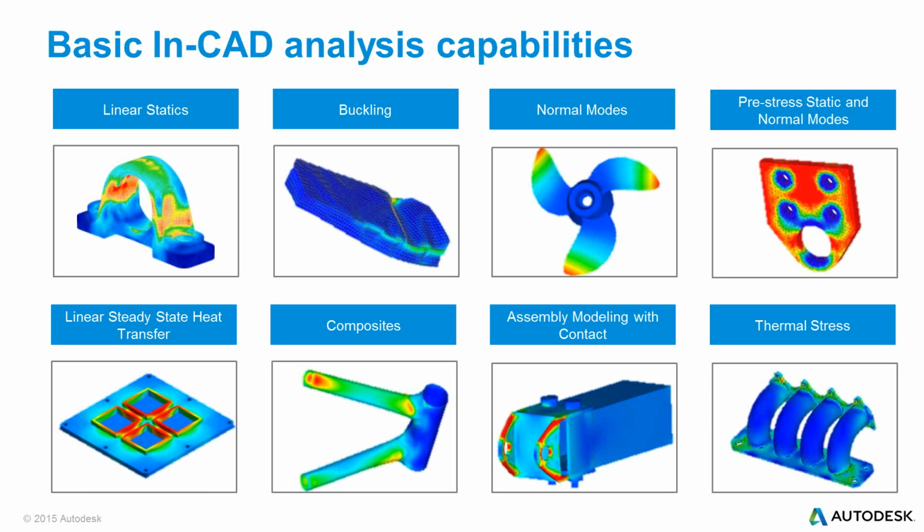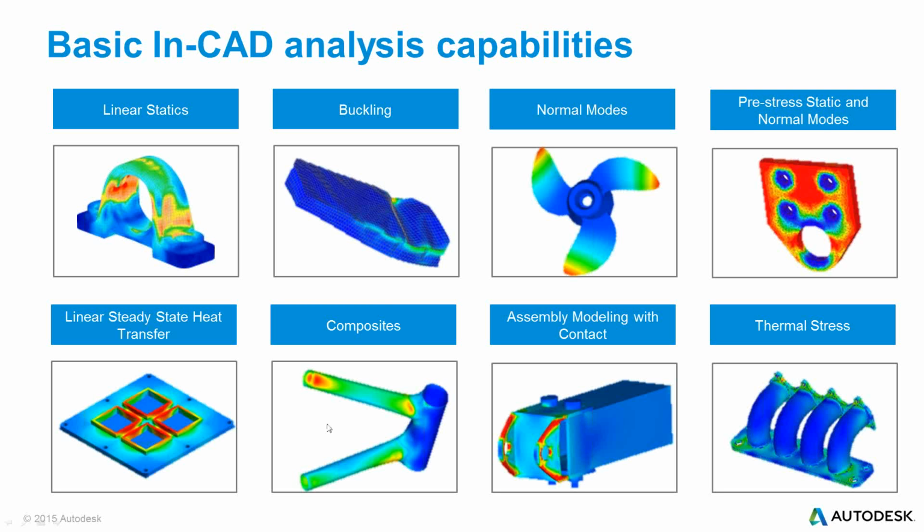Inventor Nastran has a whole lot of things that it can do. It does linear statics in the structural world, buckling in the structural world, normal modes. Those three are things that an awful lot of different codes do, and most finite element codes do them to one degree or the other. In addition, I can do pre-stress statics and normal modes. I can do linear steady-state heat transfer.